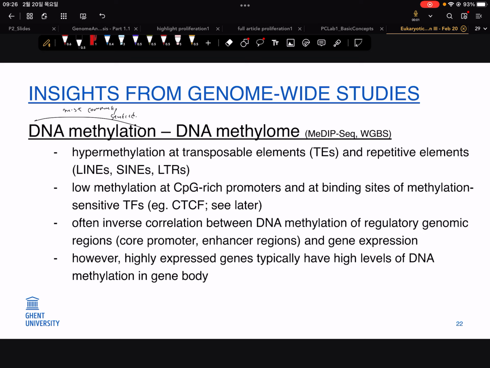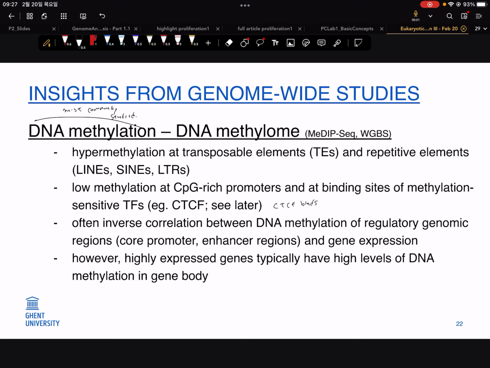What we typically see is transposable elements, repetitive elements, are hypermethylated. While there are low levels of methylation in promoters with CpG islands. Also, some methylation sensitive transcription factors like CTCF, I will talk about that one later, also typically bind to that lowly methylated region.